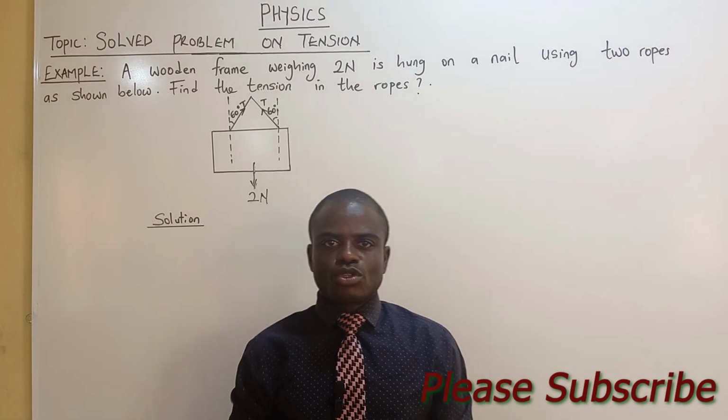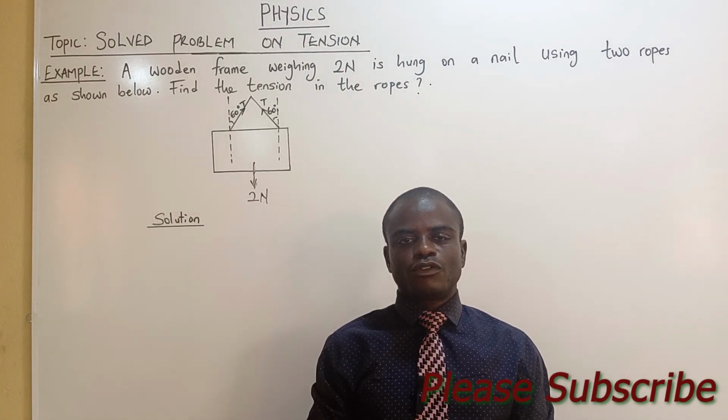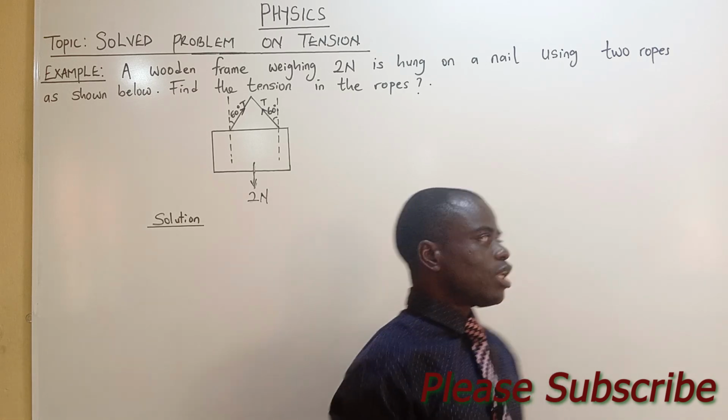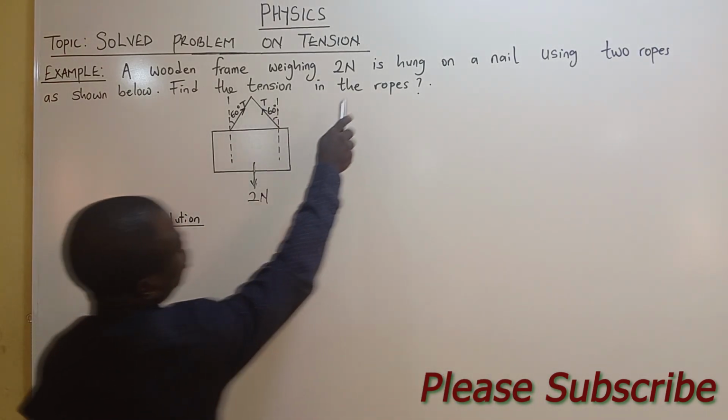Good day, students. Today, I want to solve a problem that involves tension under equilibrium of forces. What you need to do is to analyze your diagram. We notice that we have two tensions, and a wooden frame weighing 2 Newton.